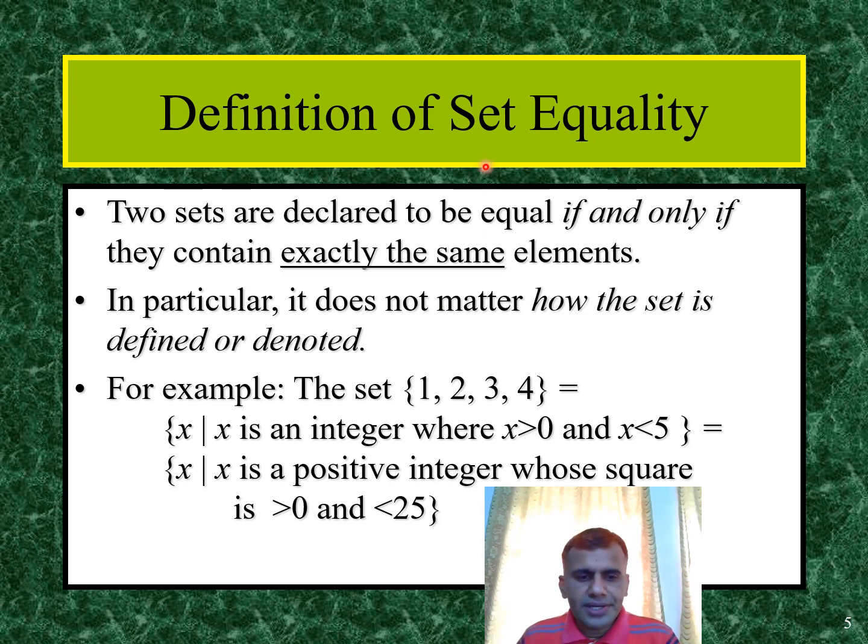Definition of set equality. Two sets are declared to be equal if and only if they contain exactly the same elements. In particular, it does not matter how the set is defined or denoted. For example, one set is given, the set containing 1, 2, 3, 4. This is the same as the set containing x where x is an integer, x greater than 0 and x less than 5. The example was taken before also. So these sets are equal. We can also write it like this: x where x is a positive integer whose square is greater than 0 and less than 25.